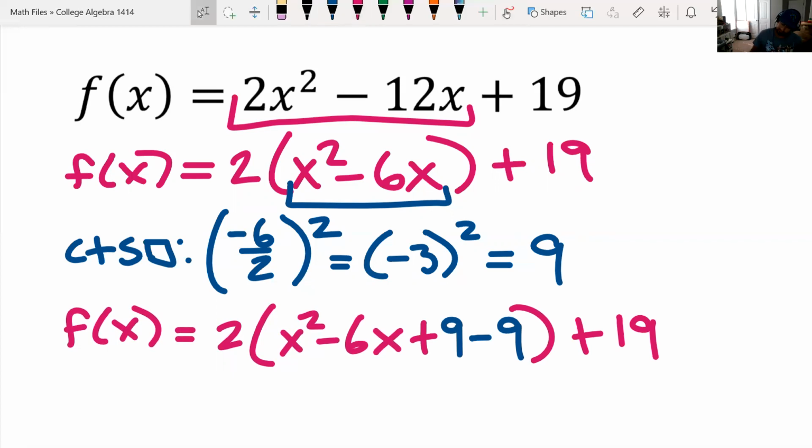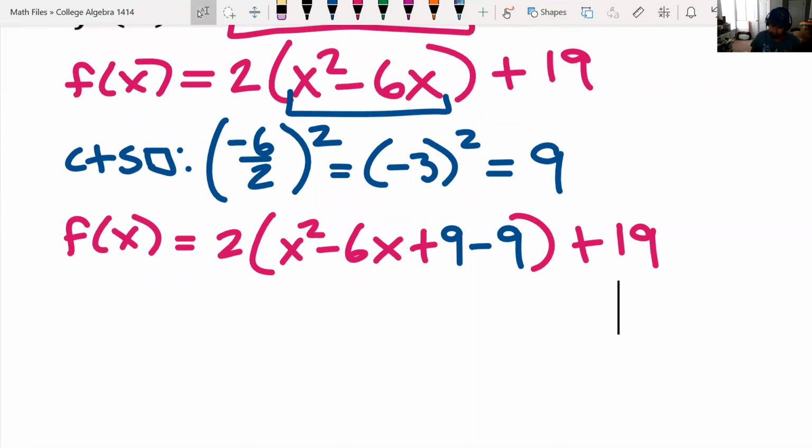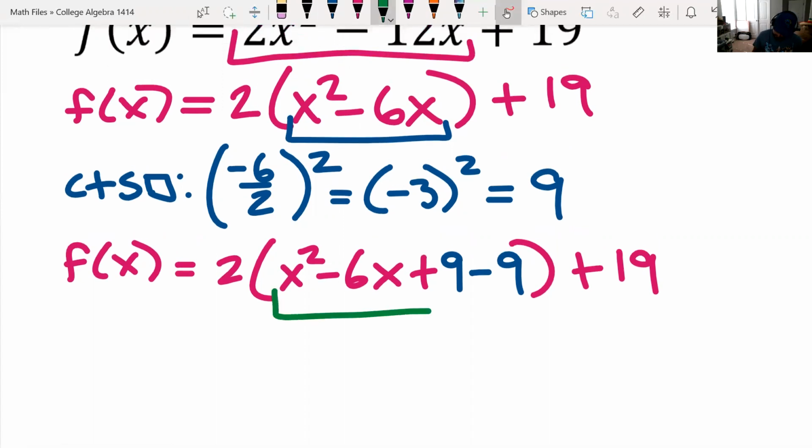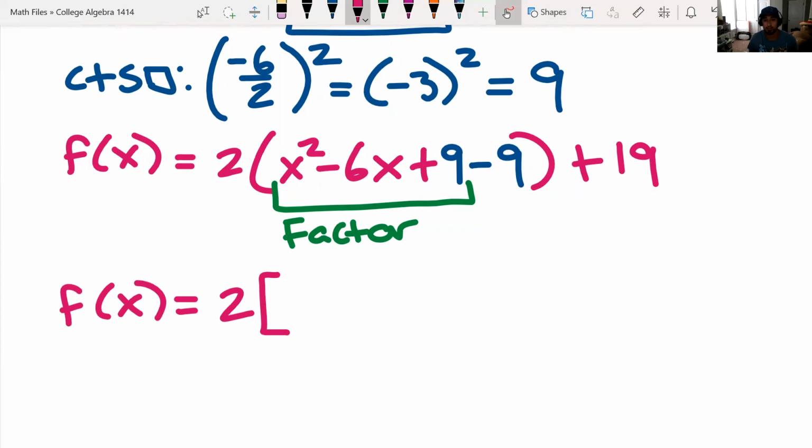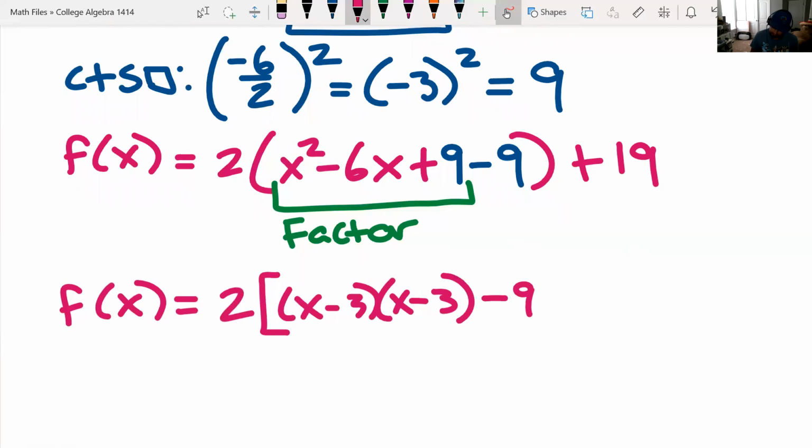Ooh, yeah, right? What do we do now? Well, here's what we're going to do. We are going to factor this term still, and leave this -9 alone for now. Which means if I factor, I'll get f of x equals 2, and I'm going to put a bracket here for neatness. X squared minus 6x plus 9 factors to x minus 3 times x minus 3 minus the 9 that's there. Plus 19.